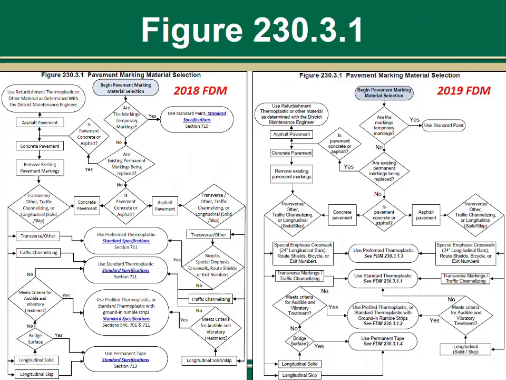There were a few housekeeping changes to this flowchart, and I want to point them out. The two figures shown on the screen include the 2018 FDM flowchart on the left and the updated 2019 flowchart on the right. The first thing I'd like to point out is the removal of the references to the standard specifications within this flowchart. In place of the specs references, we added references to the relevant FDM sections, which is where we really wanted you to go anyways. The spec references didn't disappear from the chapter, they were just relocated to the applicable FDM sections.